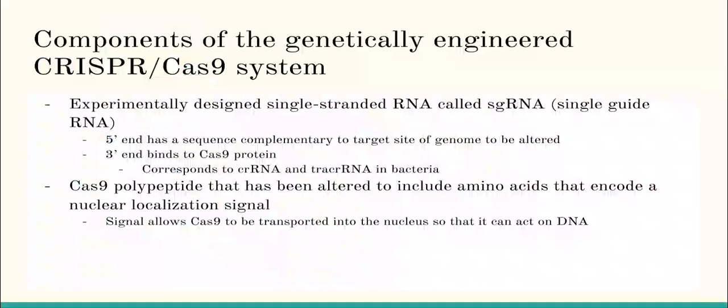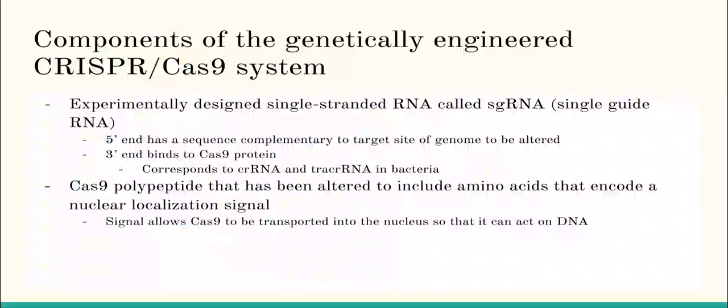Components of the genetically engineered CRISPR-Cas9 system. The CRISPR-Cas9 system that has been modified for use in manipulation of genomes consists first of an experimentally designed single-stranded RNA called sgRNA, short for single guide RNA. The 5' end of this sgRNA has a sequence complementary to the target site of the genome to be altered, and the 3' end binds to the Cas9 protein. This corresponds to the previously described crRNA and tracrRNA in bacteria.